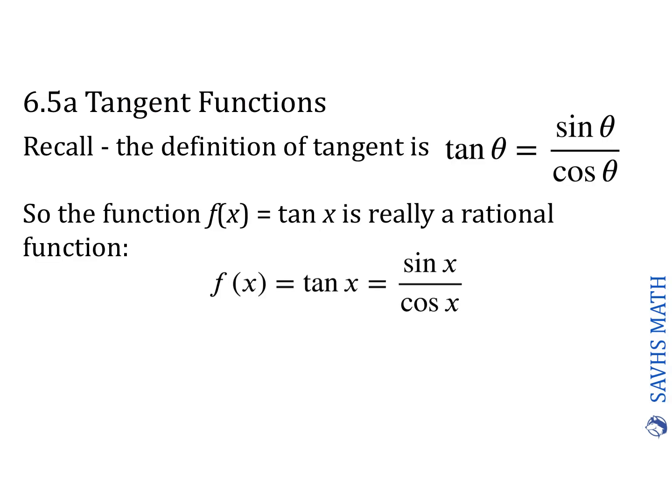All right. We know that the tangent function is sine over cosine at this point. And so therefore, the function f of x equals the tangent of x is a rational function if you think about it like that. So you can think of it as sine of x over cosine of x, but that is almost too much information at this point. So we need to break down what that means.